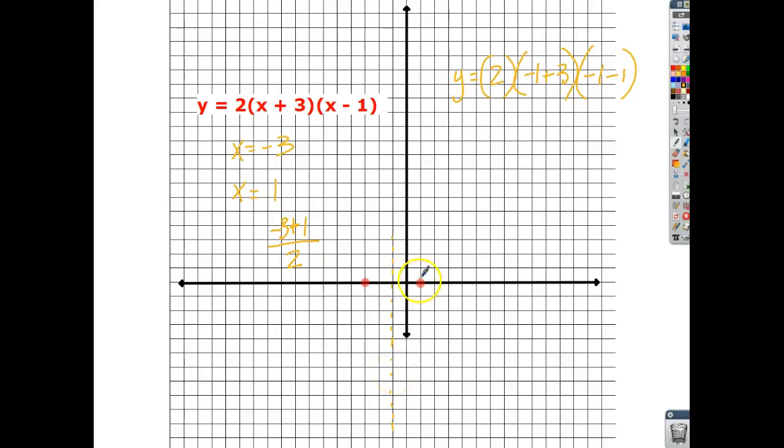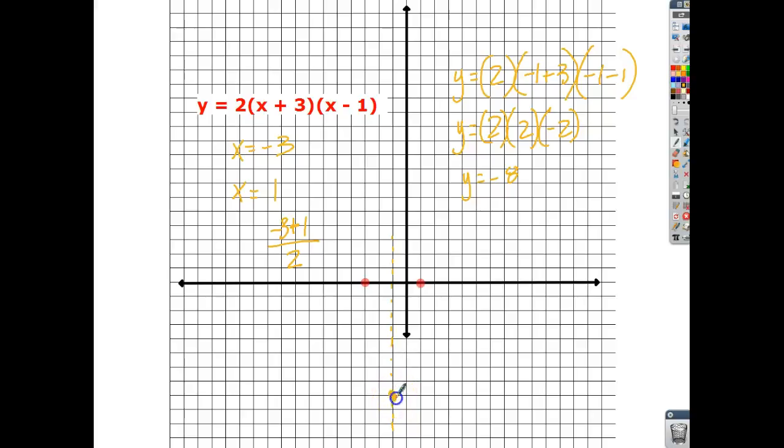Using the parent parabola idea, move 1, 2, square that to get to 4, and then multiply by 2. So let's just see what happens here. y is equal to 2 times -1 plus 3, which is 2, and then -1 times -1 is -2, and sure enough, y is equal to -8, and so we can go down 1, 2, 3, 4, 5, 6, 7, 8.